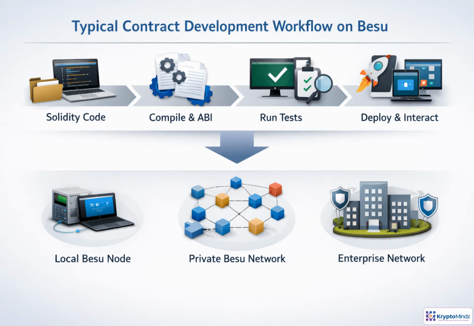Contract development on Besu feels familiar if you already know Ethereum. You start with Solidity, then produce the two key artifacts, bytecode, which runs on-chain, and the ABI, which applications use to interact with it. Automated tests validate behavior before deployment. What changes is the target environment. You might deploy to one local Besu node, a private multi-node network, or a permissioned enterprise environment with stricter access controls.